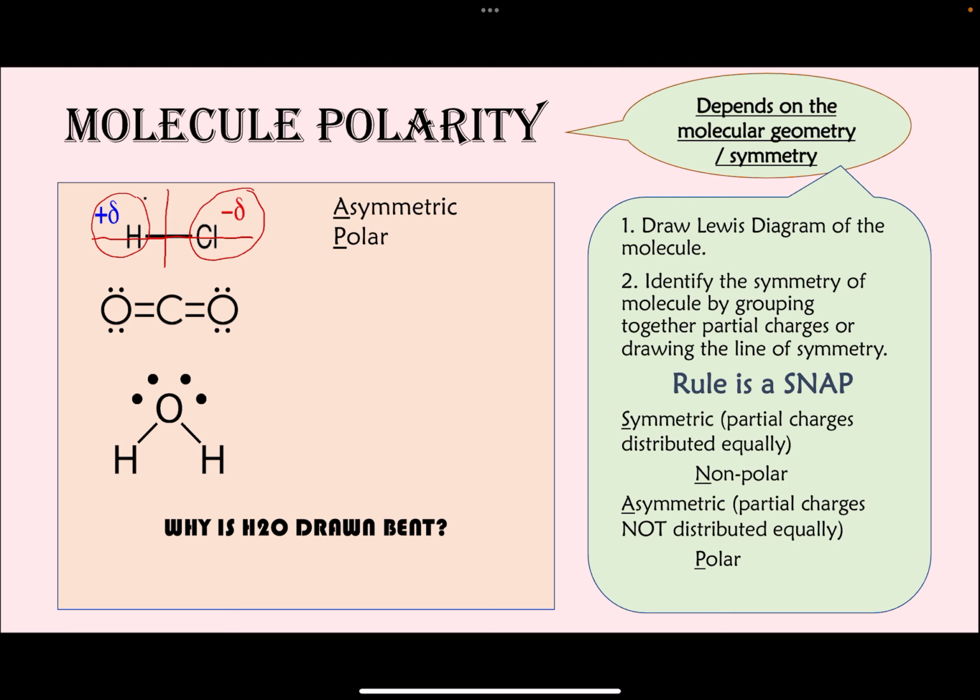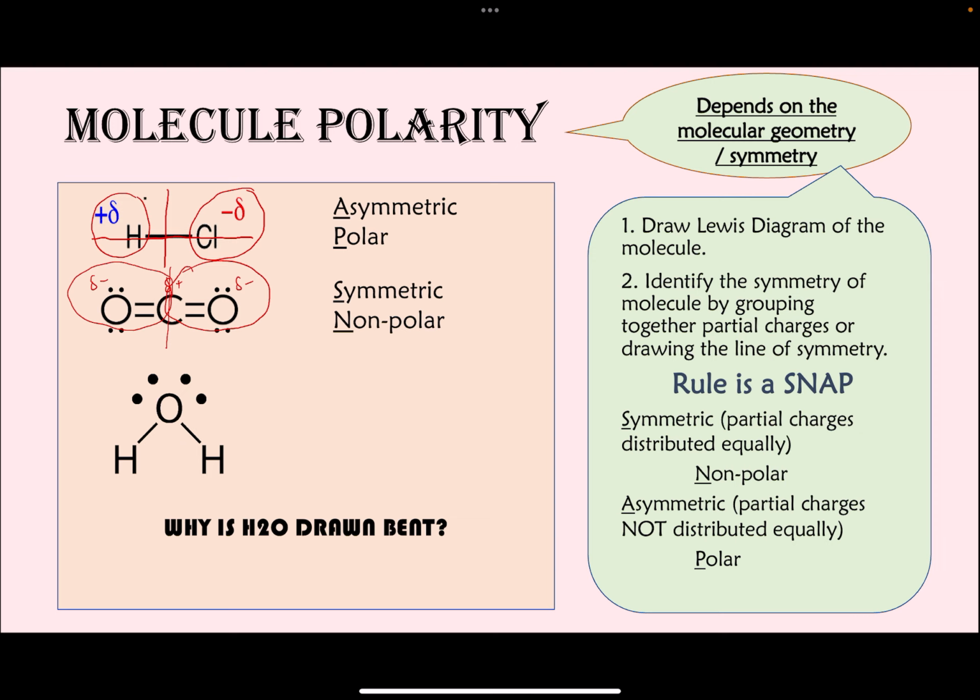Let's look at carbon dioxide. Carbon is less electronegative, so carbon is going to have a charge of partial positive. Oxygens are going to be partial negative. If we try to draw the line of symmetry in the center, both sides of the molecule look the same. If we try to group together the charges, once again, we are going to have a similar distribution on both sides. So this represents a symmetric distribution of partial charges. That means we have a non-polar molecule.